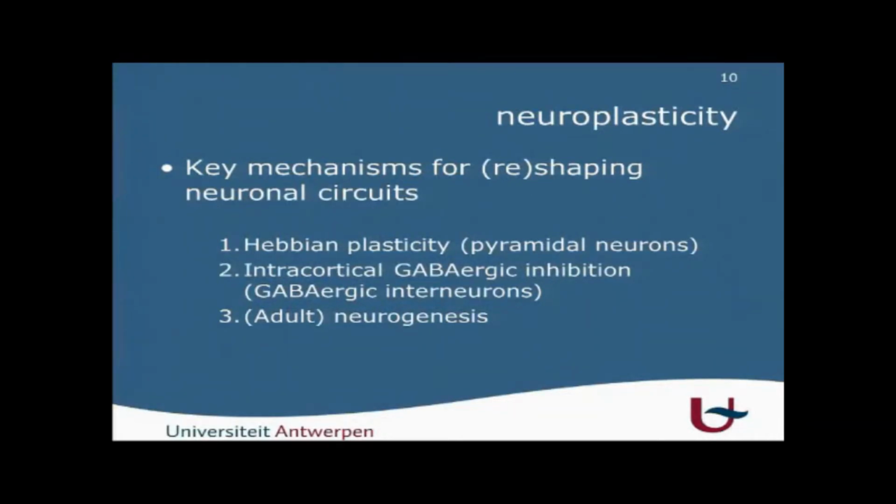So we're dealing with excitatory neurons, for instance, pyramidal neurons. Second part will be intracortical GABAergic inhibition, dealing with GABAergic interneurons. And finally, I will talk about new neurons, neurogenesis. Those are 3 major aspects which deal with neuroplasticity.